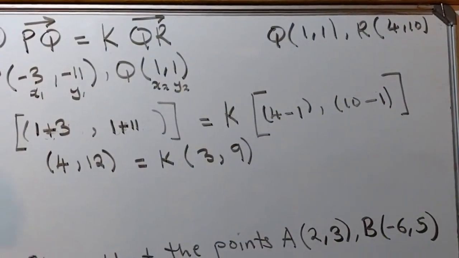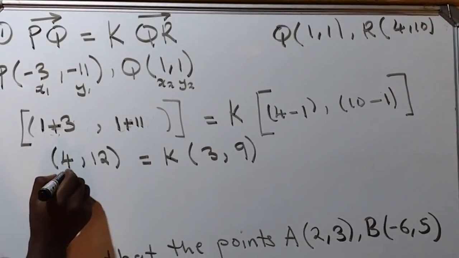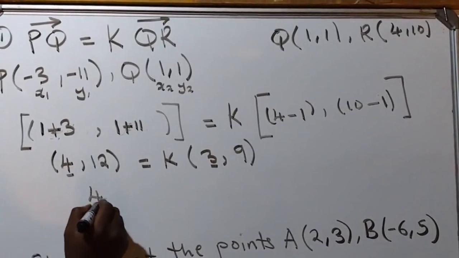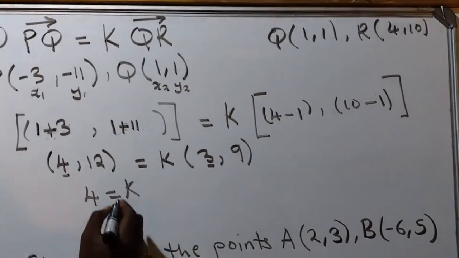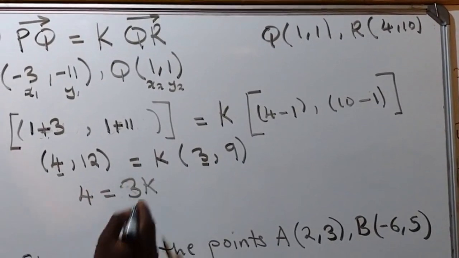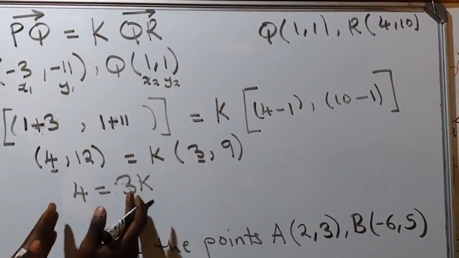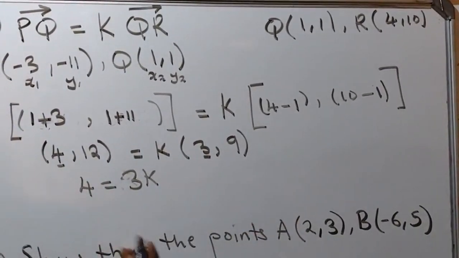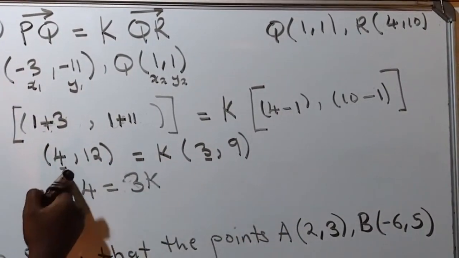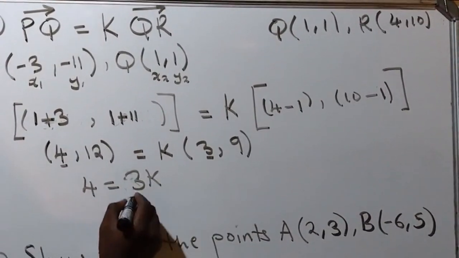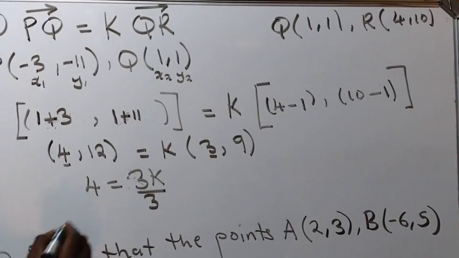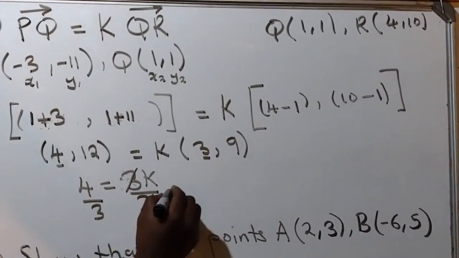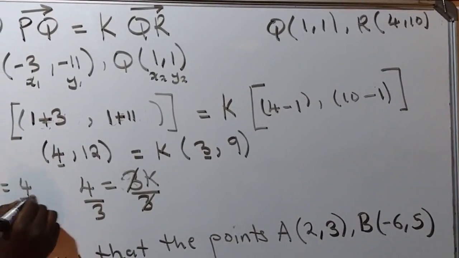Alright. So what we will do here, you can see we have this x coordinate and this x coordinate there, meaning we can equate them. So I'm going to say 4 equal to, we'll get this constant k, we'll just say 3k. I want to see if the scalar value on the left hand side will be equal to the scalar value on the right hand side when you use the y coordinates and when you use the x coordinates. So we want to find the value of k: divide by 3, then this side we divide by 3. So this and this will cancel. Definitely the value of k is equal to 4/3.